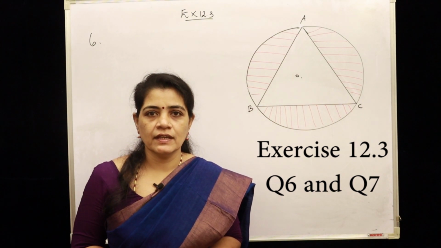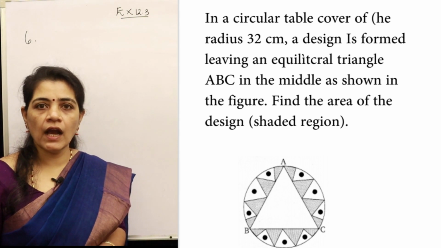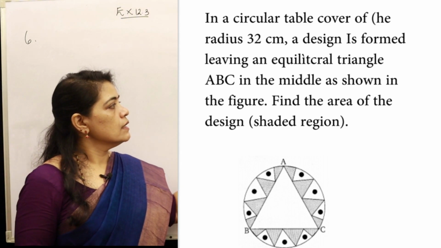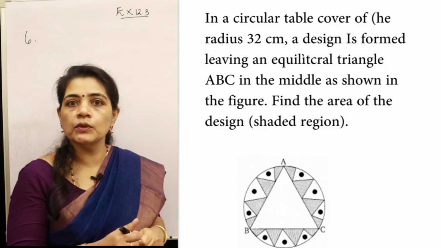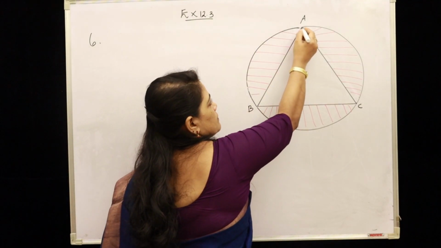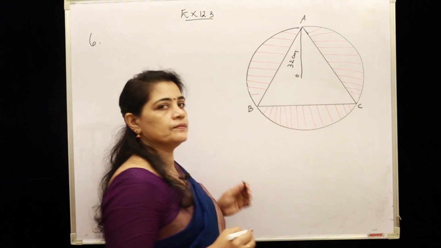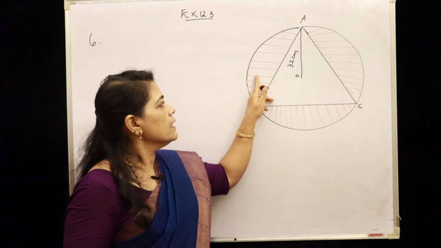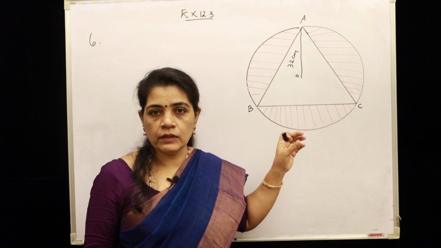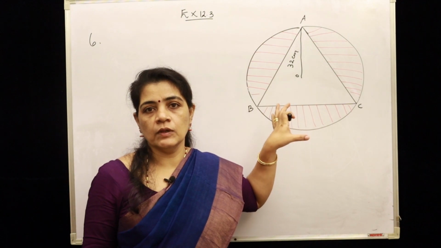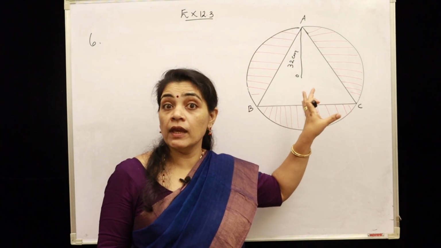Here we are going to continue with exercise 12.3, problem number 6. In this question, we are given a circular table cover with radius equal to 32 centimeter. An equilateral triangle ABC is formed in the interior of the table cover, and we have to find the area of the remaining region.